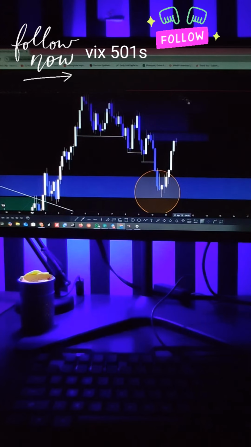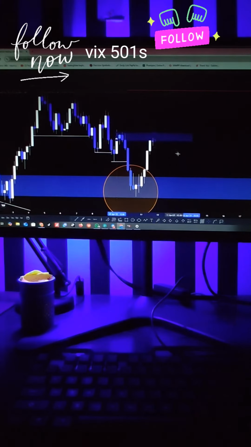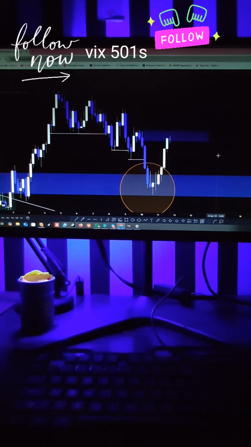Let me get rid of all these markings that are here. Look at that. So I was waiting for it to come until this order block that is here, around there. So what did I do?